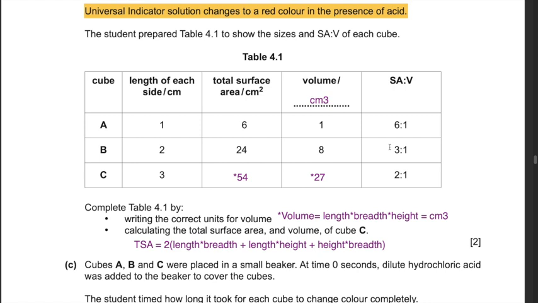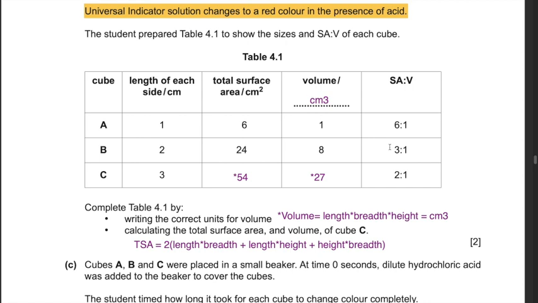The next part of the question, calculating the total surface area and volume of cube C. In order to find the volume, we already know the formula now. Length times breadth times height. So the length of each side would be the same throughout since it is a cube. So the length and breadth and height is of the same size, that is 3 cm for cube C. So the volume would be 3 times 3 times 3, which is 27 cm cube.